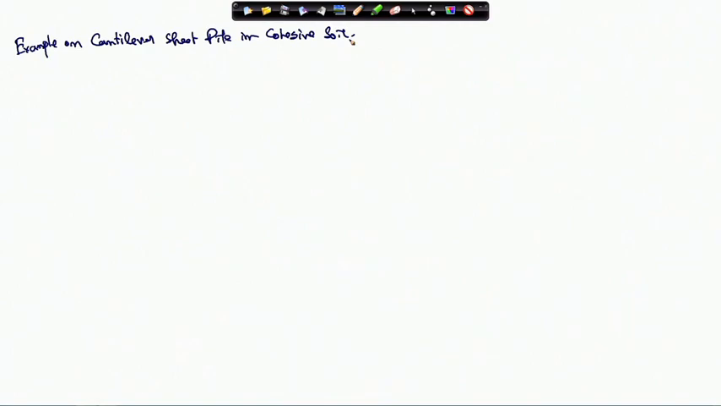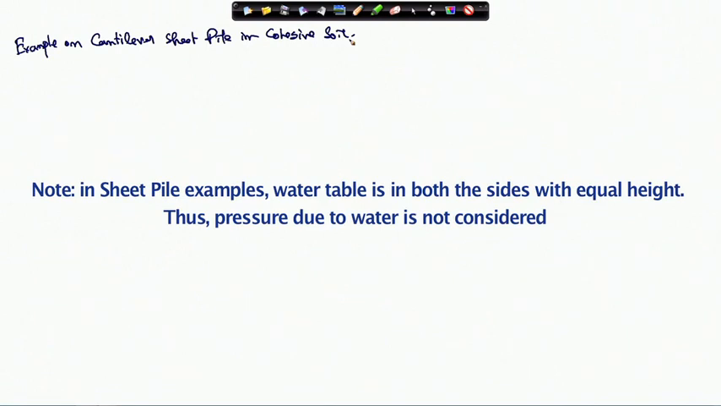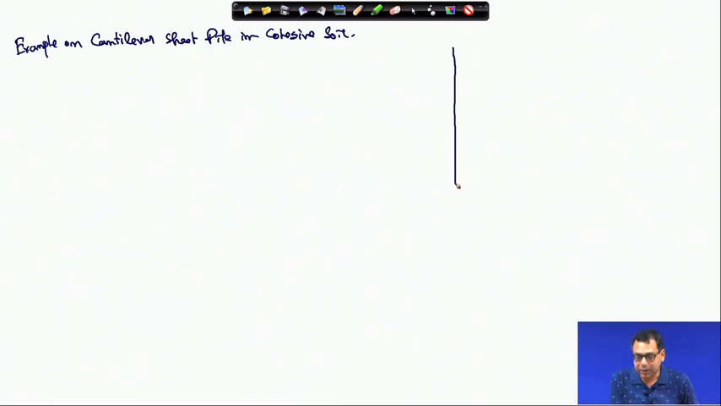Okay, I have solved one example problem on cantilever sheet pile in granular soil and anchored sheet pile in granular soil. Now, in this class first I will solve one example problem on cantilever sheet pile in cohesive soil. So, I am taking a similar kind of example problem to the one I solved for granular soil. So, this is the dredge level, and this one is the ground level.